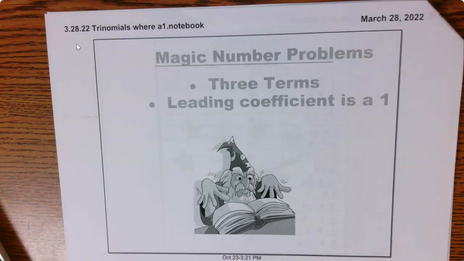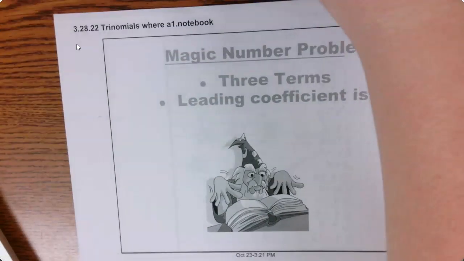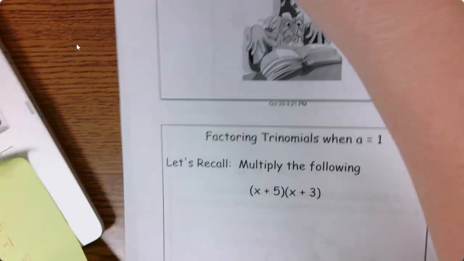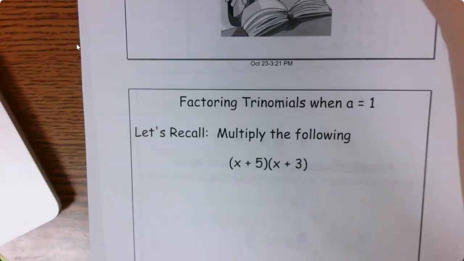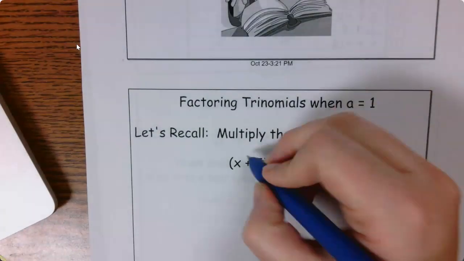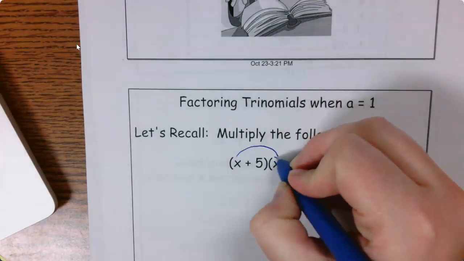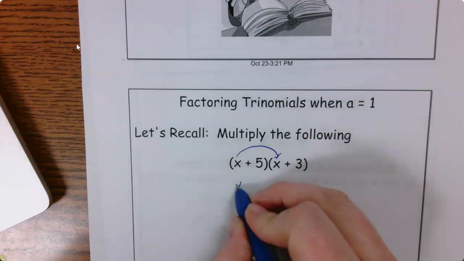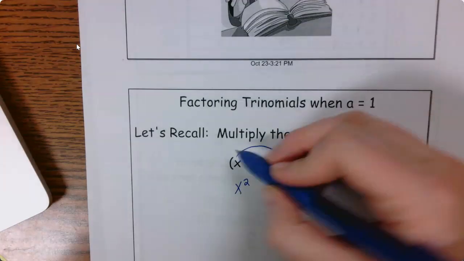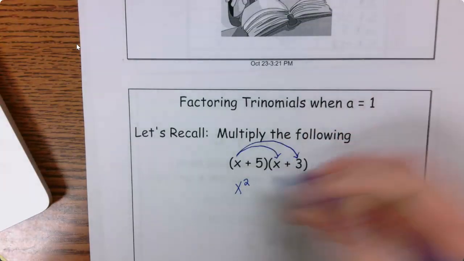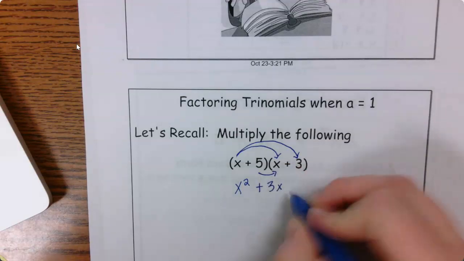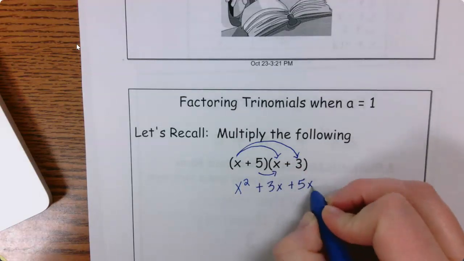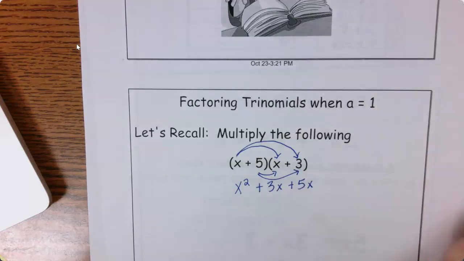Before we do that, let's go back and recall what it meant to multiply the following. So we did x times x, which gave us x squared, and then x times 3 gave you 3x, 5 times x gave us 5x, and then 5 times 3 is 15.